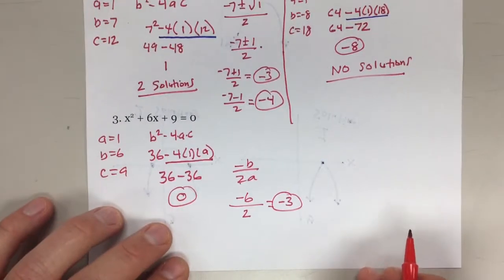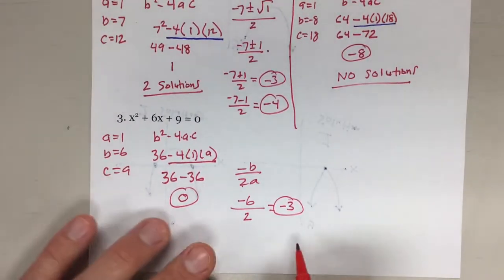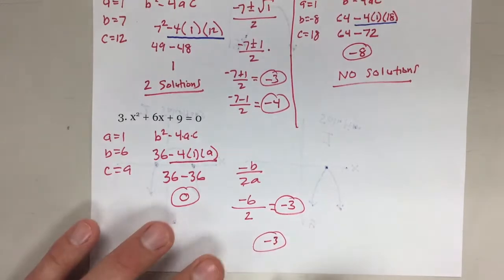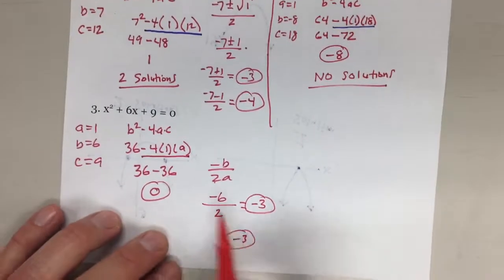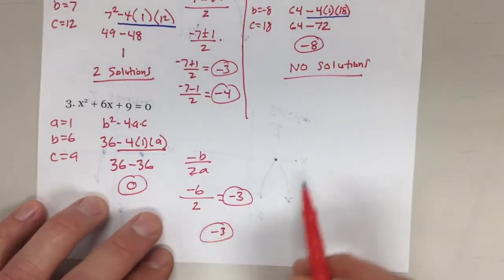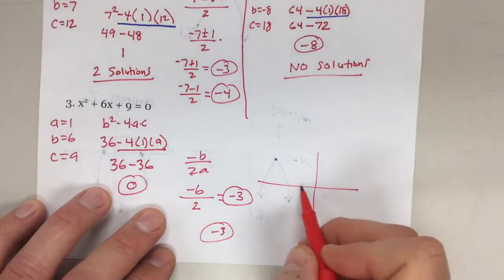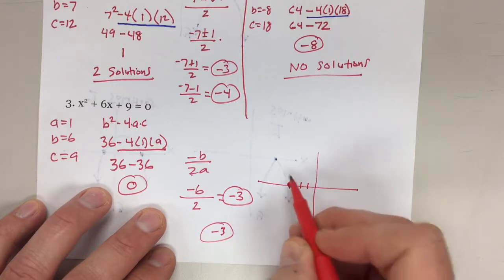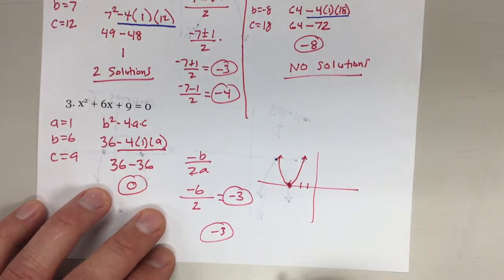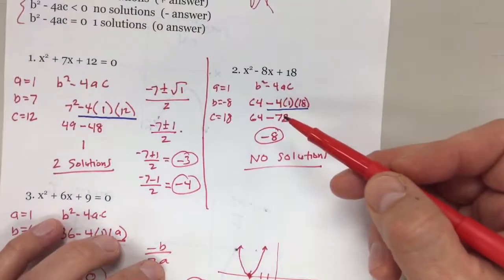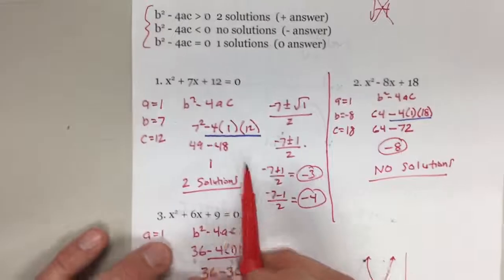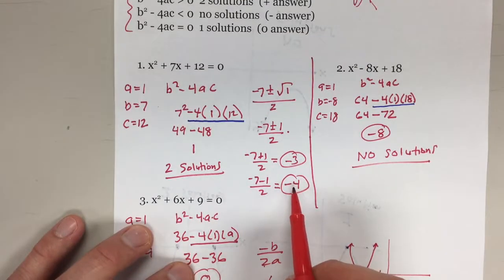Now, when you're entering things into Moodle, if it asks you for the 2 answers and there's only one, you just enter the same answer twice. And remember, if it's 0, so there's only one answer, that means that the parabola just touches the x-axis at negative 3, and that's it. Where this one never crossed the x-axis. And this one crossed the x-axis twice at negative 3 and negative 4.